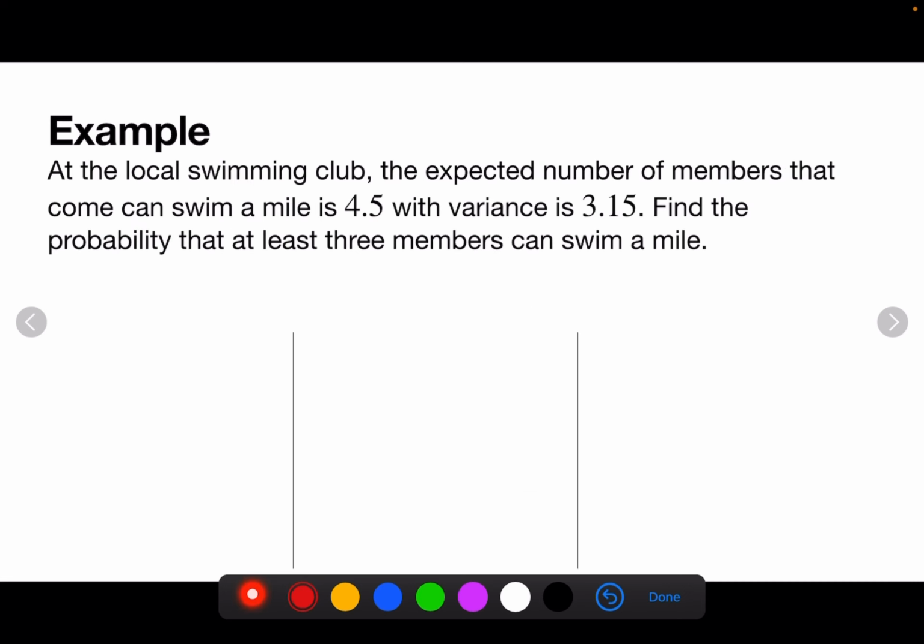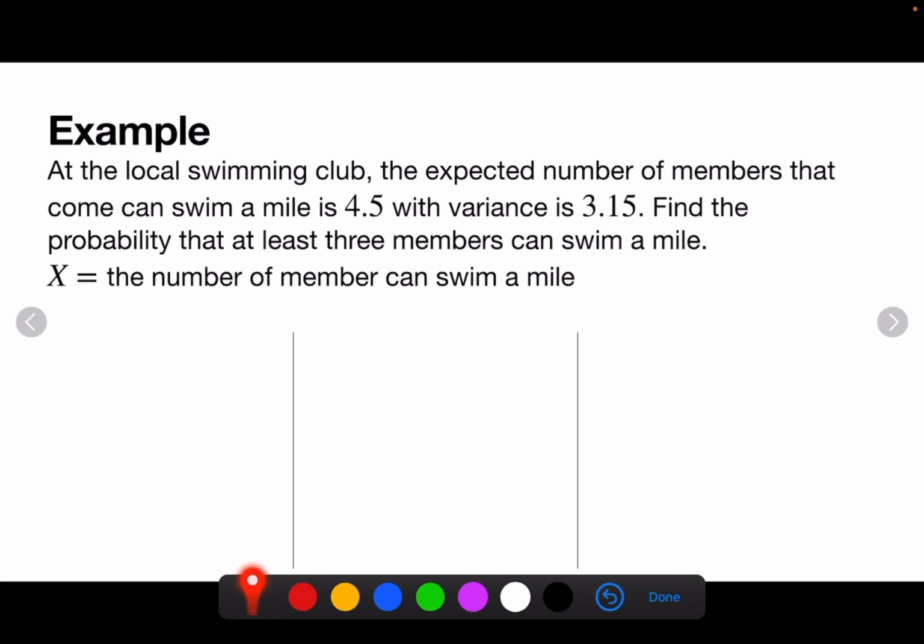At the local swimming club, the expected number of members that can swim a mile is 4.5 with variance 3.15. Find the probability that at least 3 members can swim a mile. We can't find the probability of at least 3 directly because we don't know what our N is and we also don't know what our P is. 4.5 is the expected number and the variance is 3.15. We can find the values of N and P.